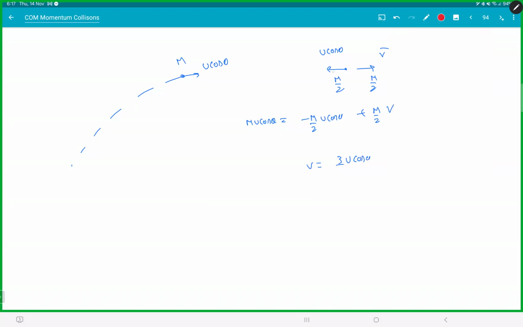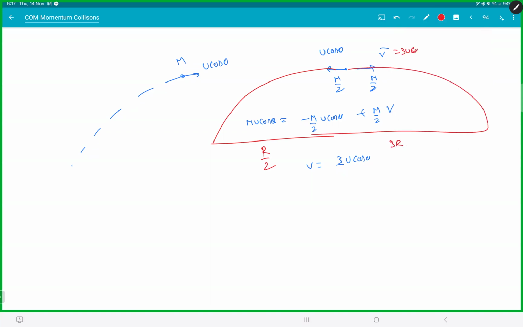Now think about this logically. For u cos theta, you travel r by 2. For 3u cos theta, you will travel 3r by 2. The total range is 2r. Is that making sense? So I can do it that way also.